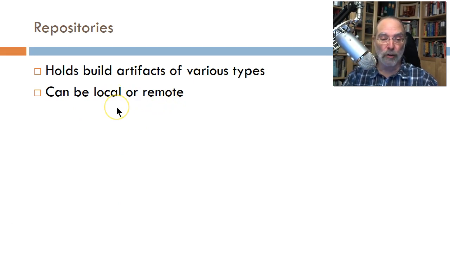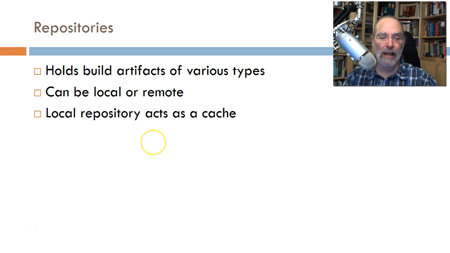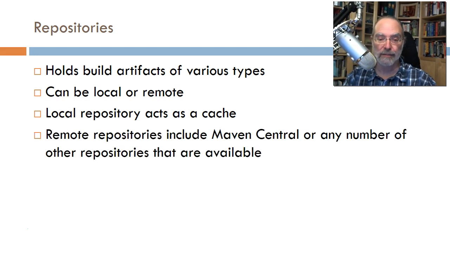You can have a repository on your local machine. And of course, that's important because if we download a file from a remote repository, we certainly don't want to have to download it every time we compile our code, we build our code. So when a particular artifact is required, it's brought down and placed in the local repository. As it says here, the local repository is a local cache for quick access to artifacts that you need.